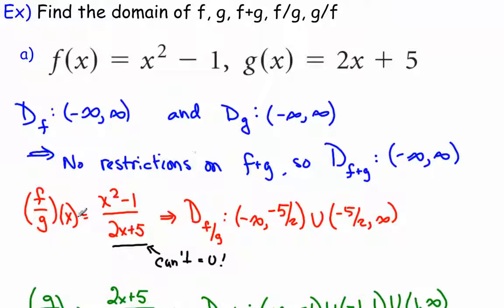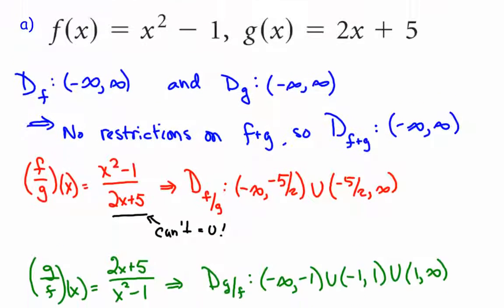However, f over g or f divided by g means that my resulting combined function is going to have a fraction, right? It's x squared minus 1 over the g, the 2x plus 5. But we can't let this be 0, so what would make that equal to 0? Set it equal to 0 and solve. You'd subtract 5, you divide by 2, and you come up with negative 5 halves. So we want everything except negative 5 halves. That means from negative infinity up to it, but not including, so parentheses, union from the negative 5 halves, again, not including it, up to positive infinity.